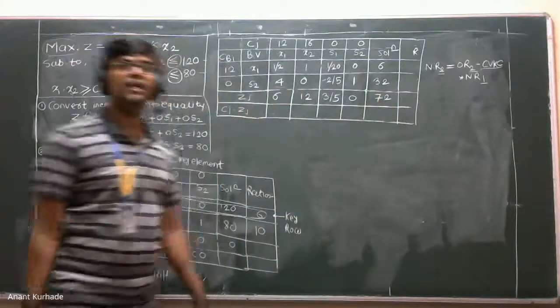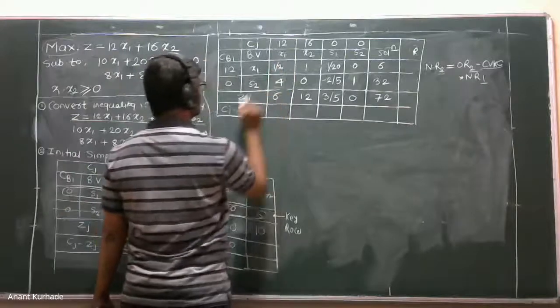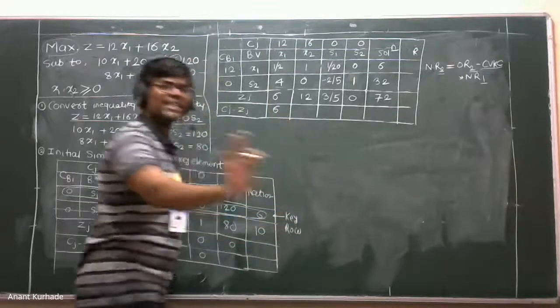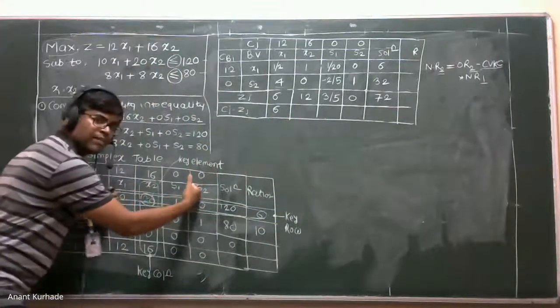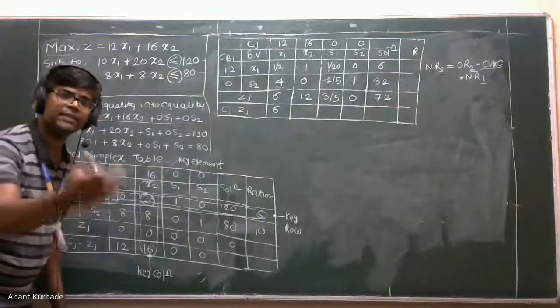Now we have to take Cj minus Zj. 12 minus 6, it is 6. Now see, simple. In the first simplex table, we got the second column as the key column, 100%.